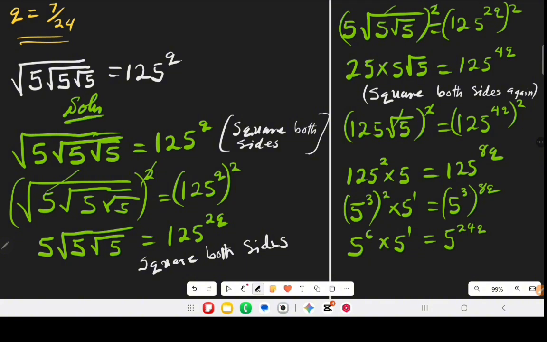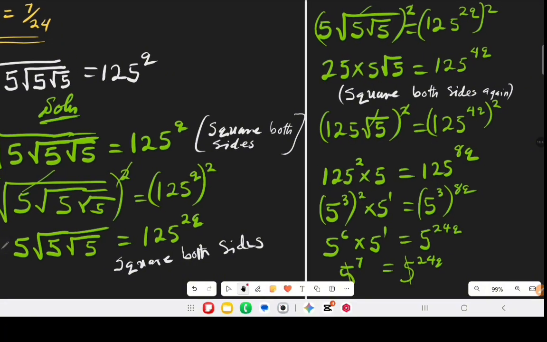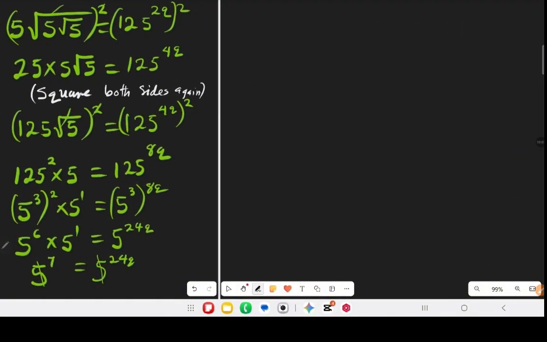Now, the power law of indices is telling us that when we have the same base, we pick one of the base and add up the powers. And when we add up the powers, 6 plus 1 gives us 7, equal to 5 raised to the power of 24q. Now we compare both sides. If we compare both sides, base cancels base, left with the powers, which is 7 equals to 24q.